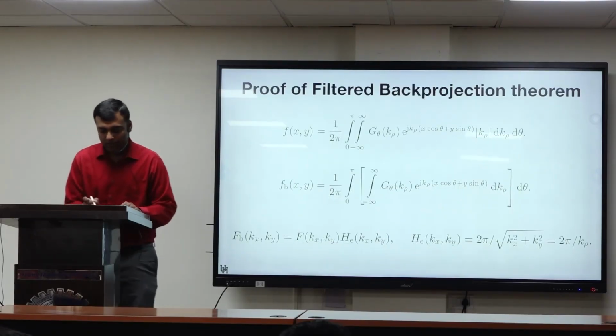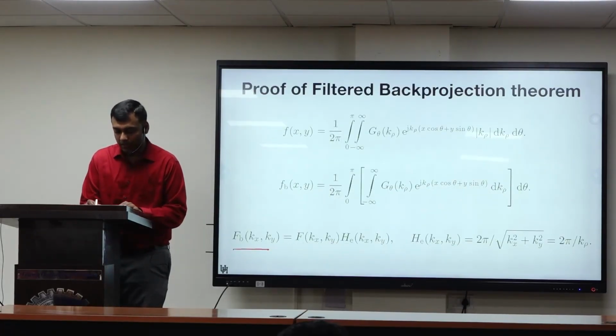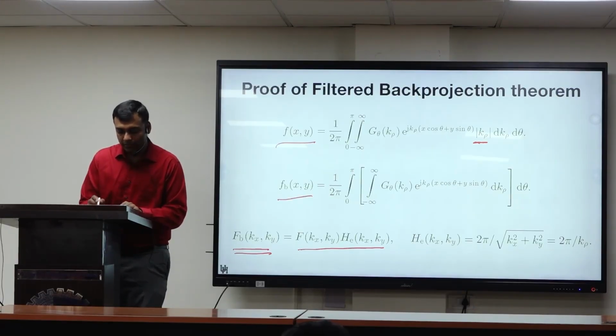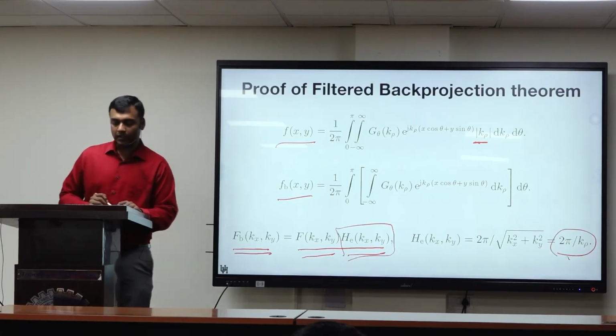Okay, so here is a way to write this. You can notice this similarity. So f in the Fourier domain, this is a big equation in the spatial domain, but in the Fourier domain it's very simple. The filtered back projection data in the Fourier domain is the original object times the filter. This filter is basically this.